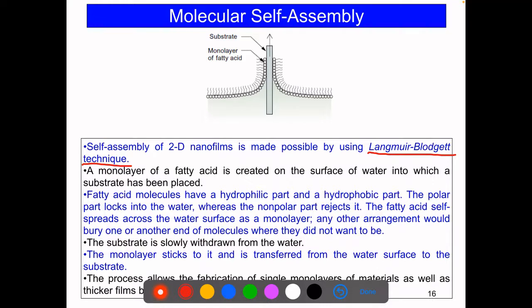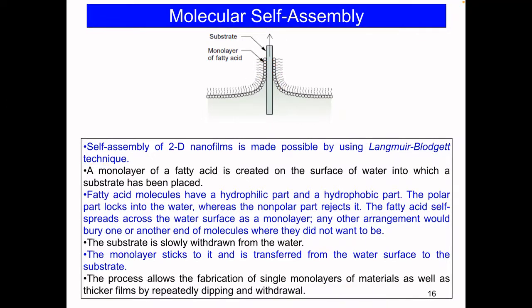The substrate is then slowly withdrawn from the water, and it forms these micelles on it. The monolayer sticks to it and is transferred from the water surface to the substrate. The process allows the fabrication of single monolayers of materials as well as thicker films by repeated dipping and withdrawal.